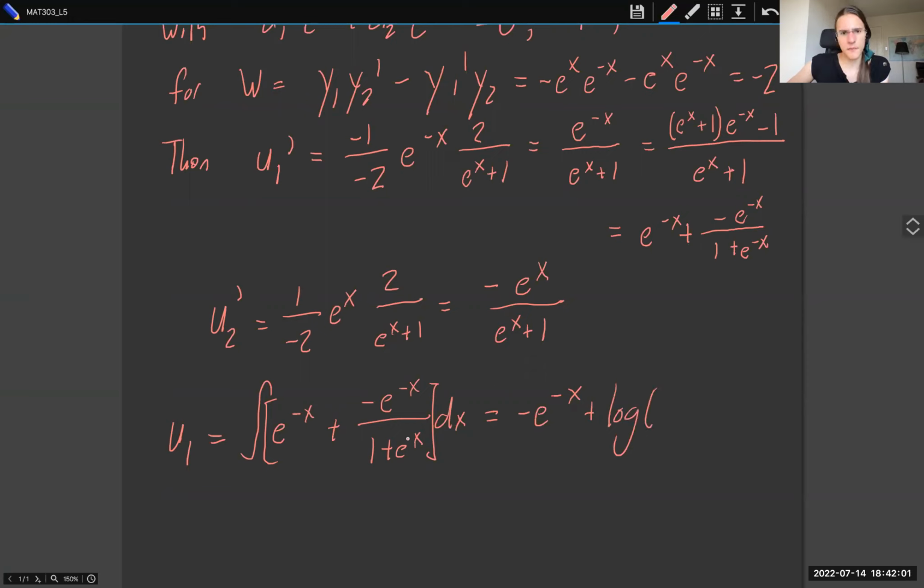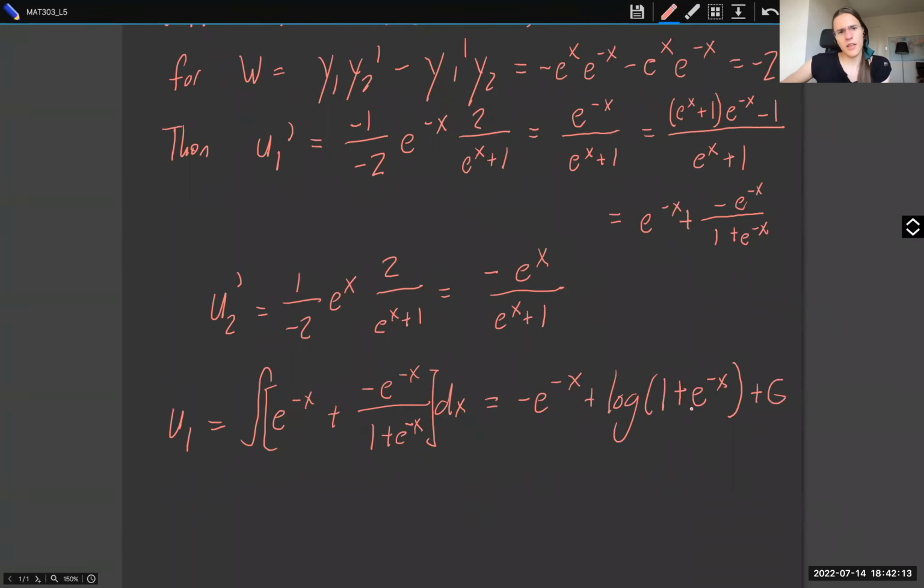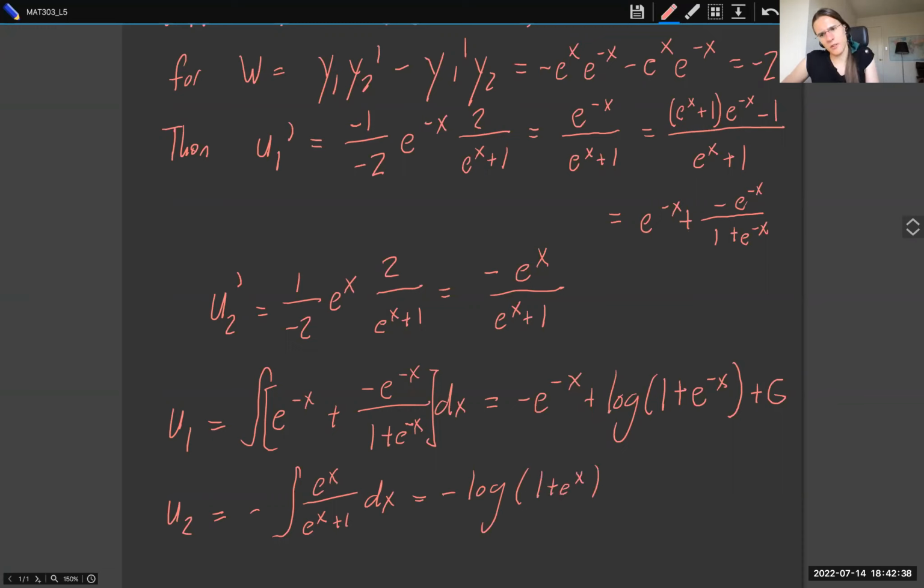Sorry, this is negative x. 1 plus e to the minus x plus c. And u2 is going to be, well, we notice that this is negative the integral of e to the x over e to the x plus 1 dx, and that the derivative of the bottom is the top. So this is negative logarithm of e to the x plus 1, or I can write it symmetrically with the previous one, plus d. That's a c.